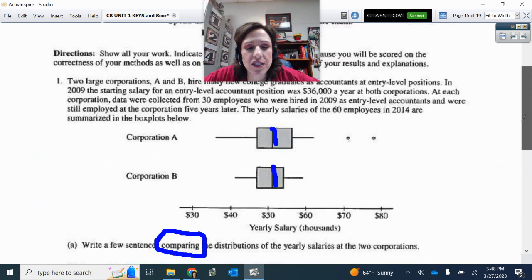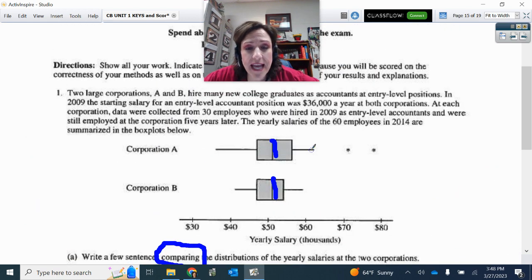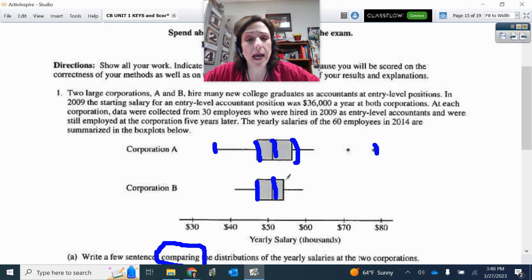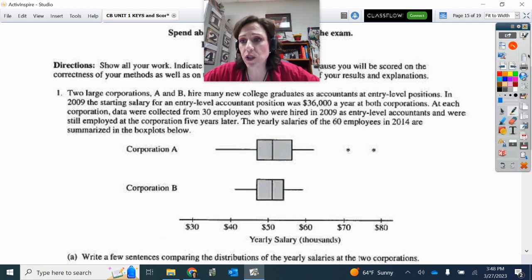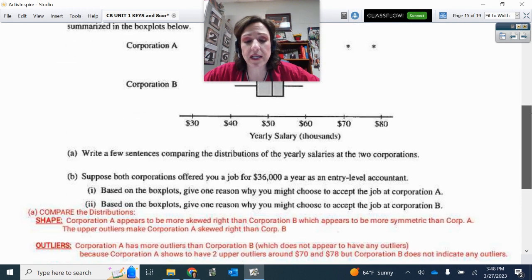Spread. Corporation A definitely has more varied salaries than Corporation B. And then I can say why that is, because I can either talk about the range, how much the range is from the high to the low salary, or I could talk about the interquartile range, which is not quite as different as the overall range. So I can talk about either one of those most likely. I will look at the grading guidelines and compare those, but I definitely want to do that.